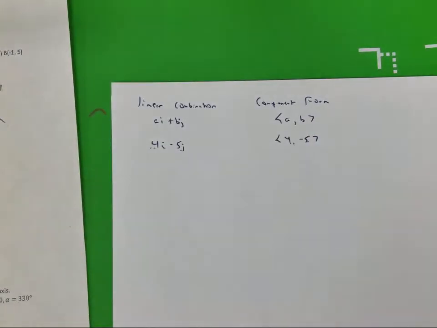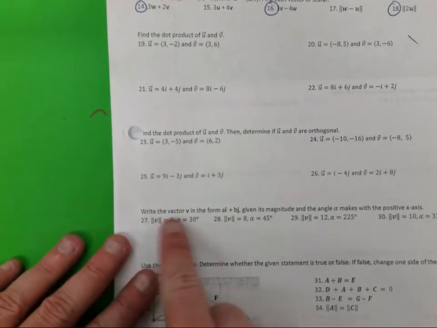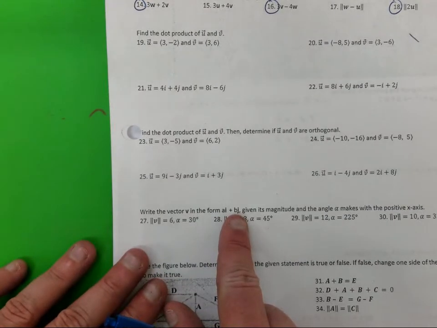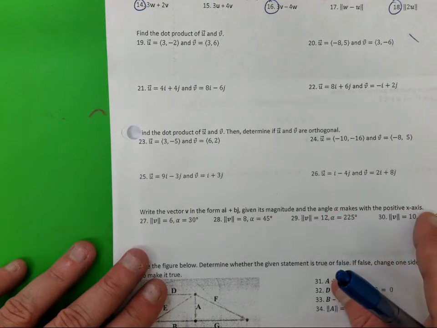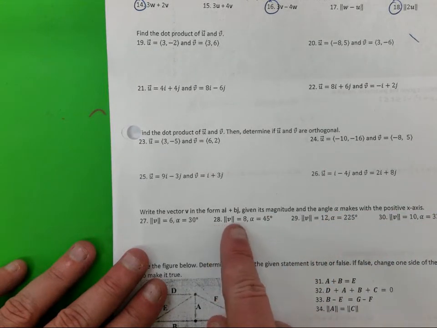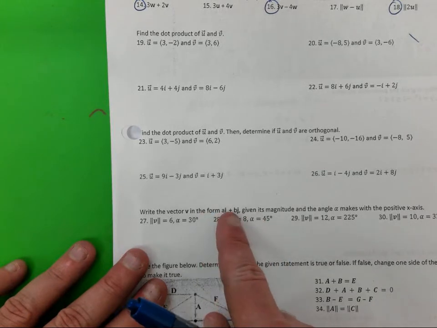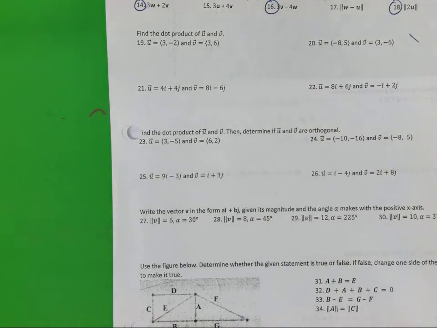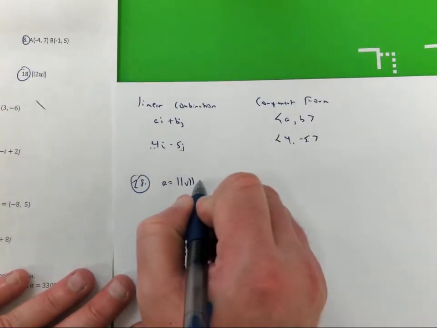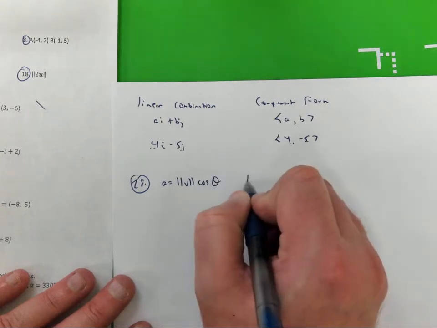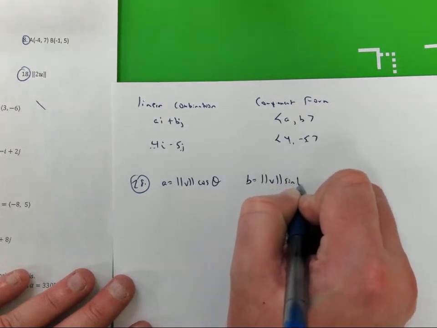Alright, let's look at number 28. It says, write the vector v in the form ai plus bj, given its magnitude and the angle alpha makes with the positive x-axis. So here, guys, you're given the magnitude and the angle. You want to write something in linear combination. Well, you've got to know the a and the b. So these are the two formulas you've got to know: a equals magnitude times cosine of theta, and b equals magnitude times sine of theta.